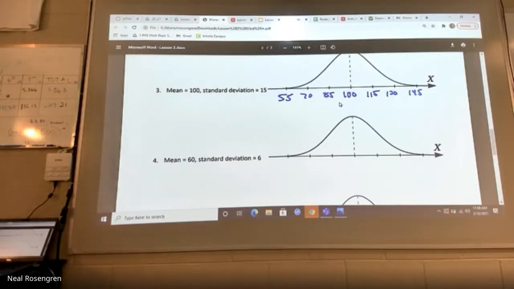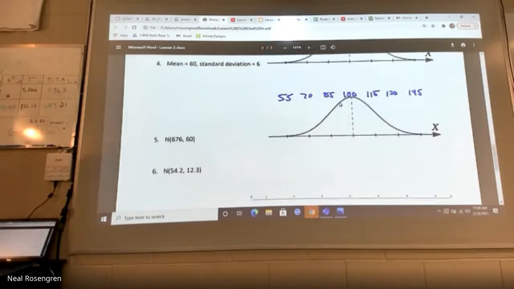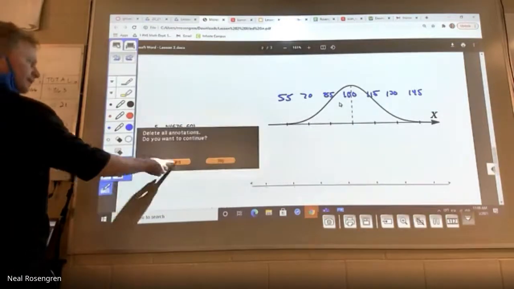Some of the numbers are kind of big, like number 5, average is 676, and then you got to add 60 every time. So you don't have to write your numbers side by side. Let me show you a strategy that a lot of people like to use for something like number 5.